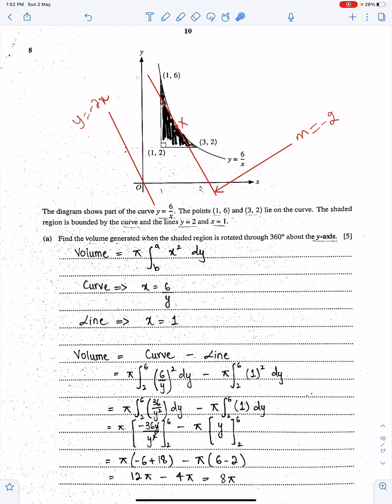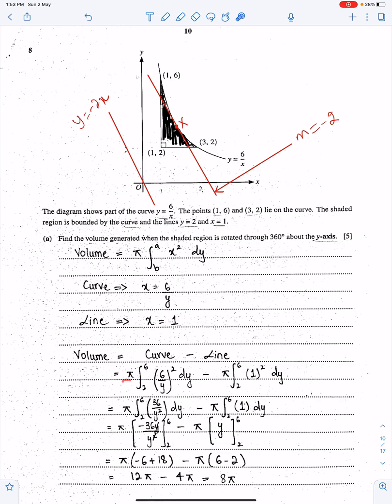So this is simple. You just need to do this. Volume generated by this curve minus volume generated by this line. First you need to make x the subject. When you make x the subject, you will get 6 upon y. It's here. So volume rotated by the curve and volume rotated by the line.